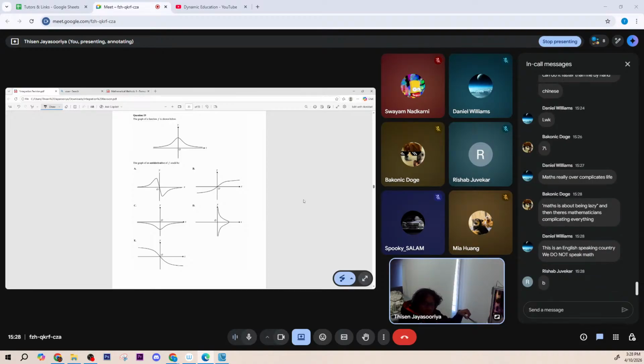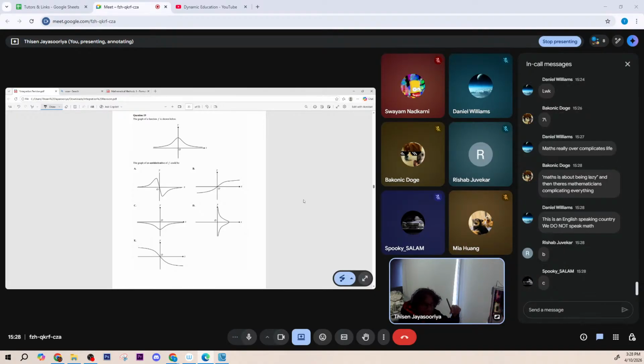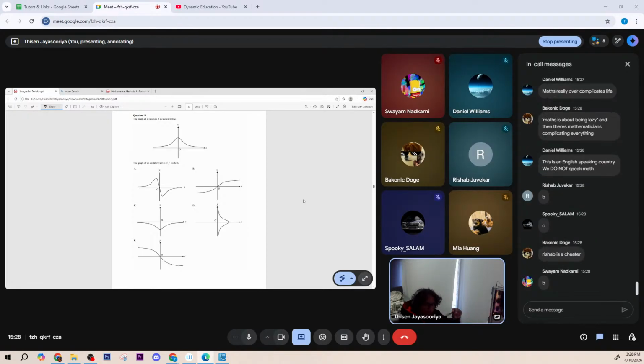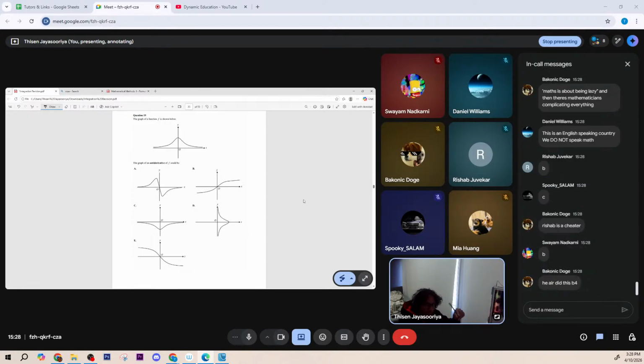So, Sharp says B. Anyone else agree with him? Islam says C. Has he? I don't think I've shown Rashad the sheet before.